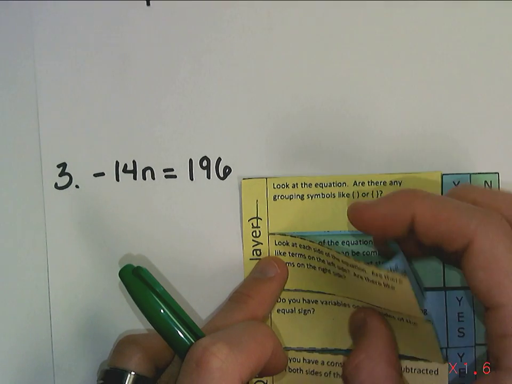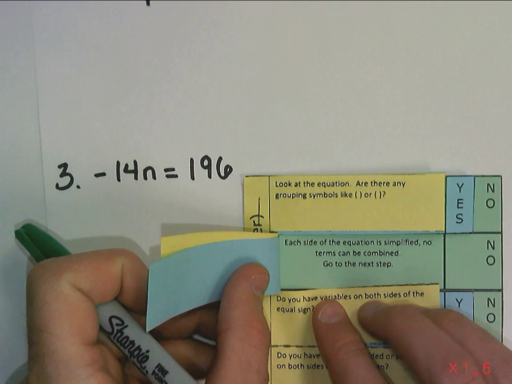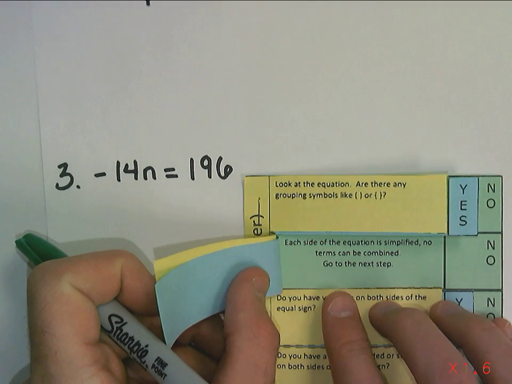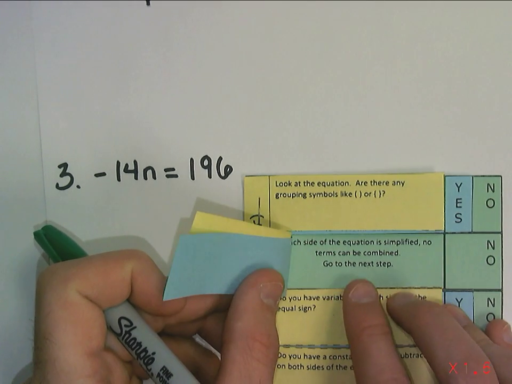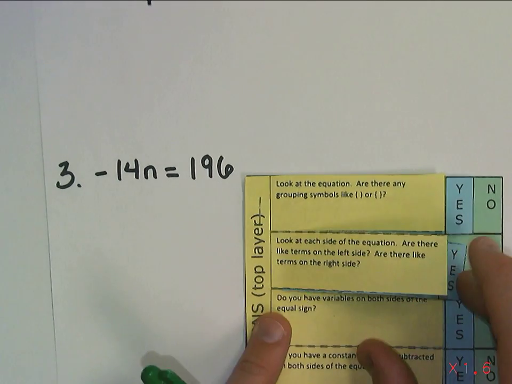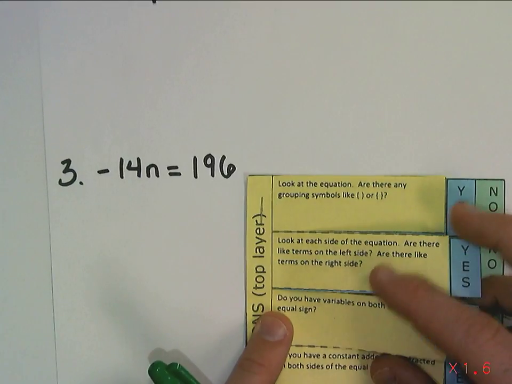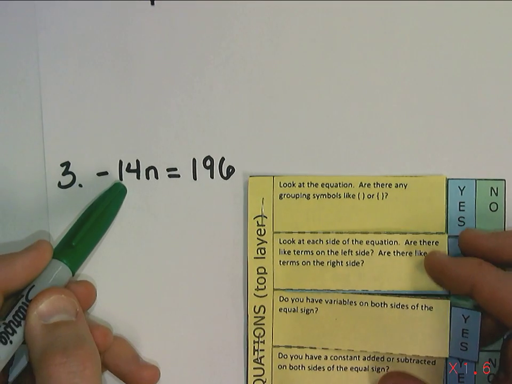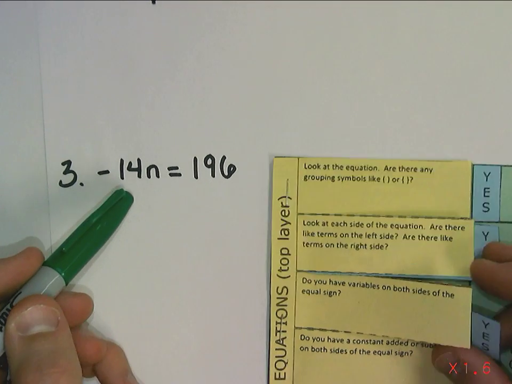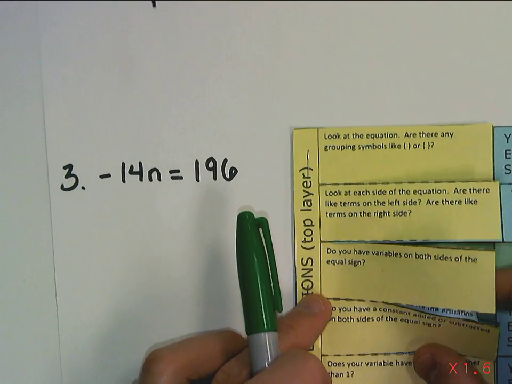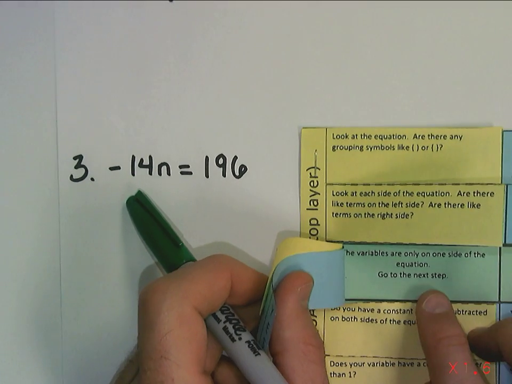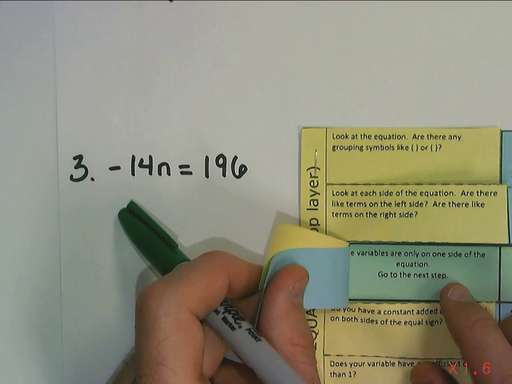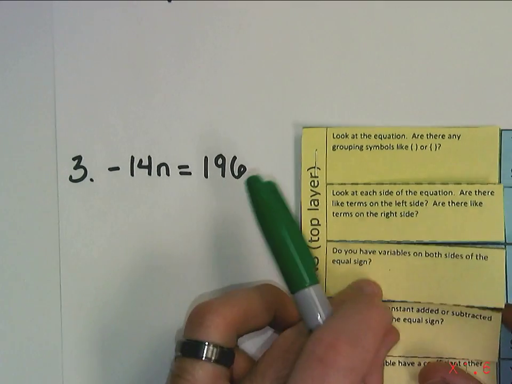So we would say no again, using our flip book. It says each side of the equation is simplified. No terms can be combined. Go to the next step. Do you have variables on each side of the equal sign? Well, currently no. We just still have them on the left-hand side, so we don't need to worry about that. So we would say no. So the variables are only on one side of the equation. Go to the next step.